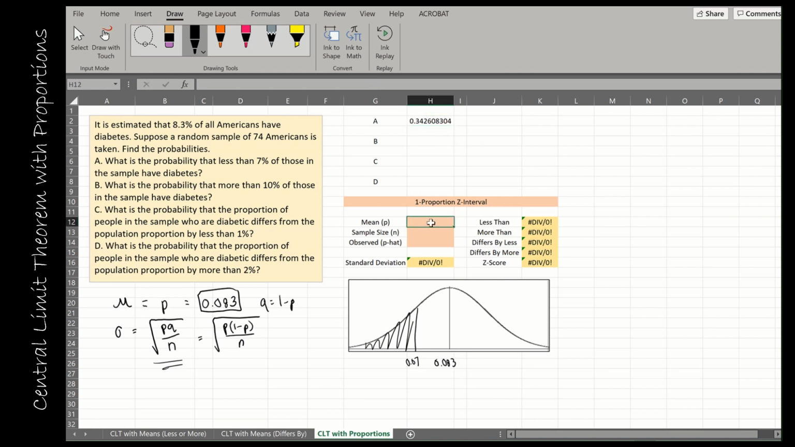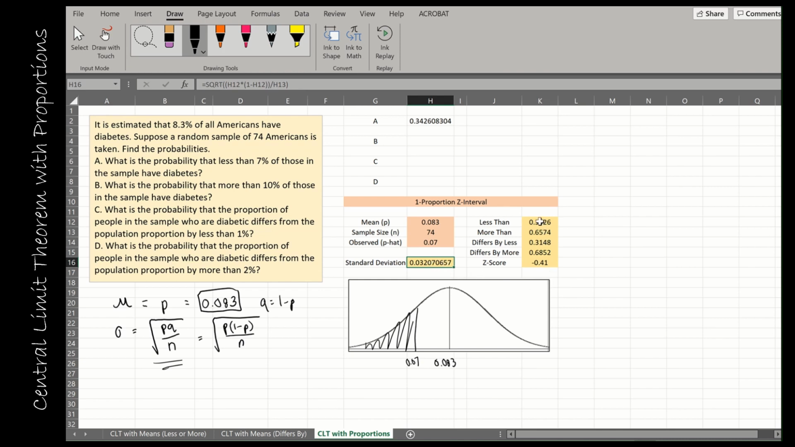Let's go ahead and talk about the bottom portion as we go this time. Typically I don't do that. But the mean, again, is 0.083. My sample size is 74. My observed value for A is 0.07. And let's talk about where the standard deviation came from. Again, I'm taking the square root of H12, which is the mean, and then 1 minus H12, which is exactly what I did up here, and then divided by H13, which is the sample size. I'm taking the square root of all of that, so that's the standard deviation.